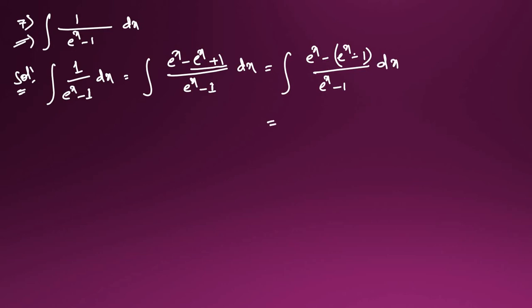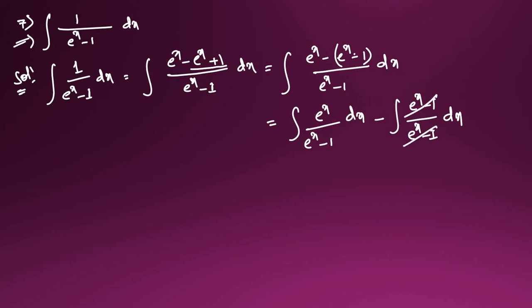We separate these things. Integral e power of x divided by e power of x minus 1 dx, and minus the integral of e power of x minus 1 divided by e power of x minus 1 dx will come here. These two will get cancelled. So what will remain here? 1 will remain, so integral e power of x divided by e power of x minus 1 dx will come, minus integral 1 dx.